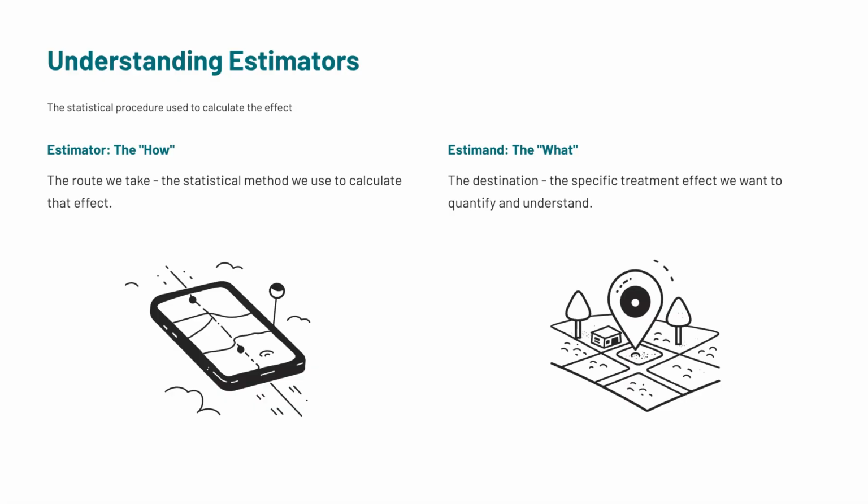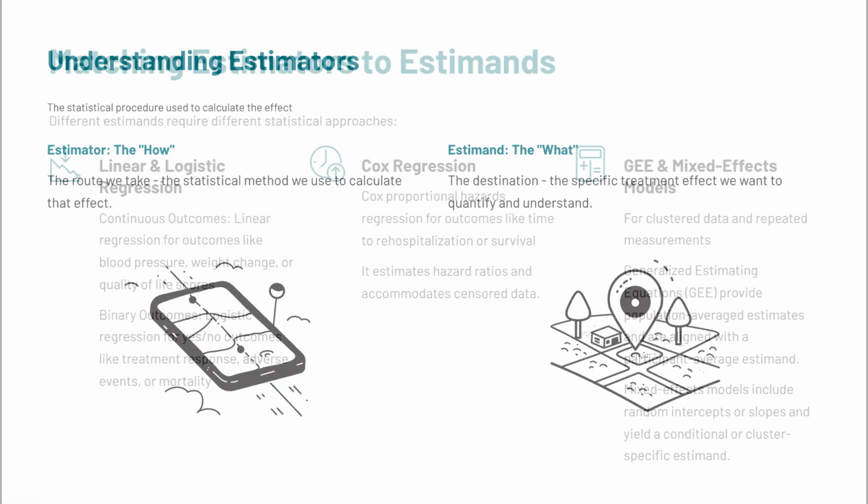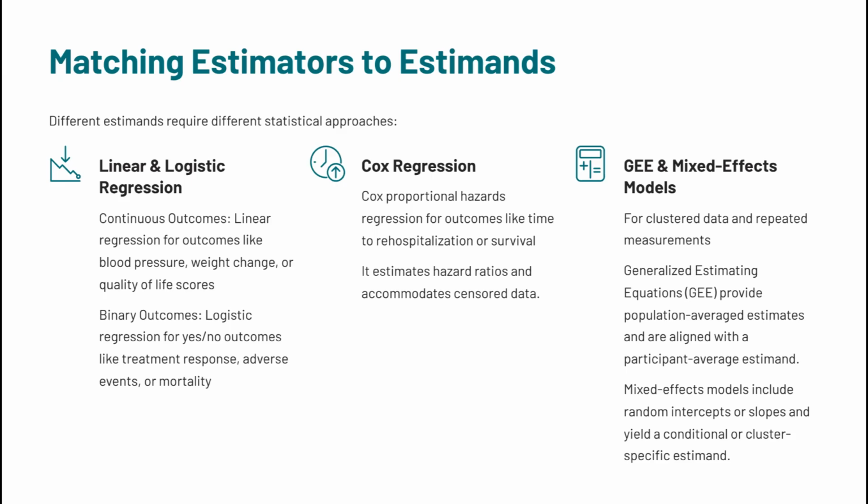Once you've defined the estimand, the estimator comes into play. It's the statistical procedure used to calculate the numerical estimate of that effect. In other words, the estimand is the what and the estimator is the how. Think of it like this: if the estimand is your destination, the estimator is the route you take to arrive at that destination. Each estimand requires an estimator suited to the outcome type and study design. For continuous outcomes, such as changes in blood pressure or body weight, linear regression provides an estimate of the mean treatment difference, often adjusting for baseline or other prognostic variables.